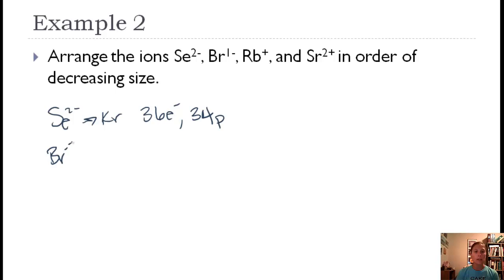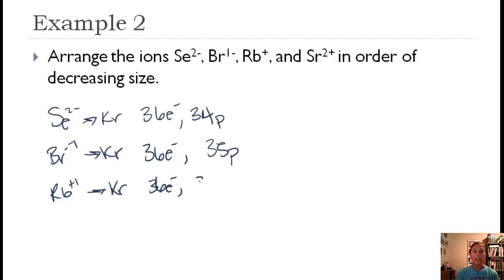So now let's look at bromine. If we add 1 electron to its electron configuration, it also comes out to be krypton. So it has 36 electrons, but 35 protons. If we do rubidium, again, we take away 1 electron from its electron configuration. It's similar in electron configuration to krypton. It has 36 electrons as that ion, and it has 36 protons. And then if we look at strontium, if we take 2 electrons away, again, its electron configuration is similar to krypton, meaning it has 36 electrons and 37 protons.